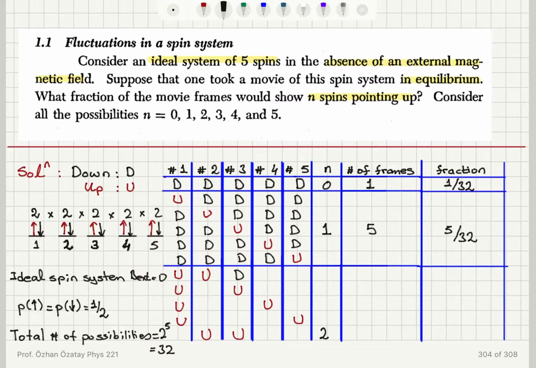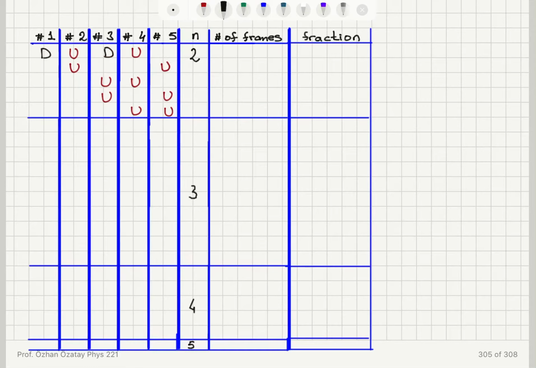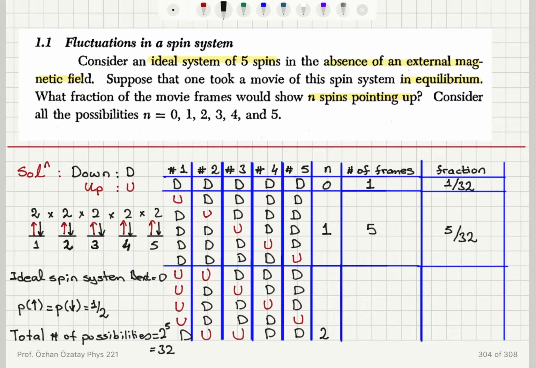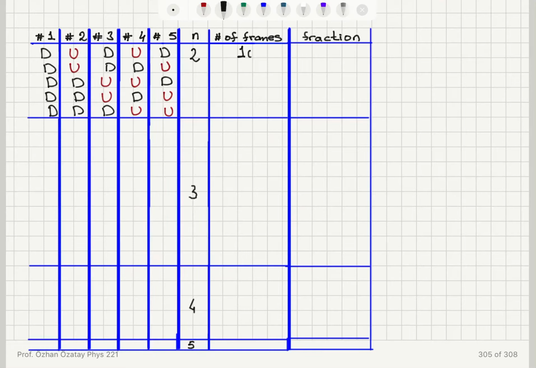So the other spins will be down in each case. If you count the total number of possibilities here, 1, 2, 3, 4, 5, 6, 7, 8, 9, 10. So the total number of frames that gives me this scenario is 10, and the fraction will be 10 over 32.